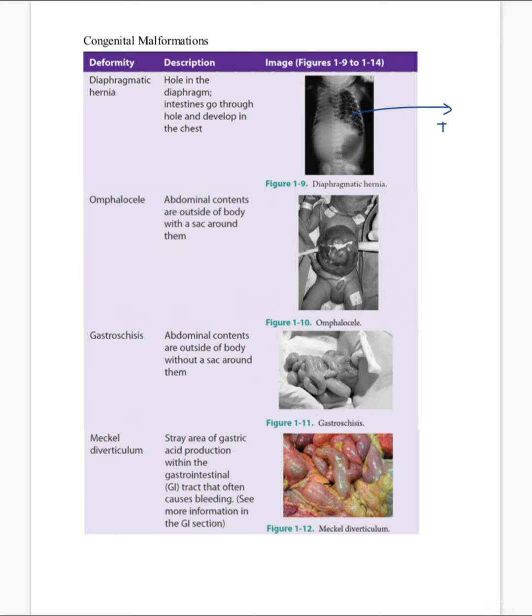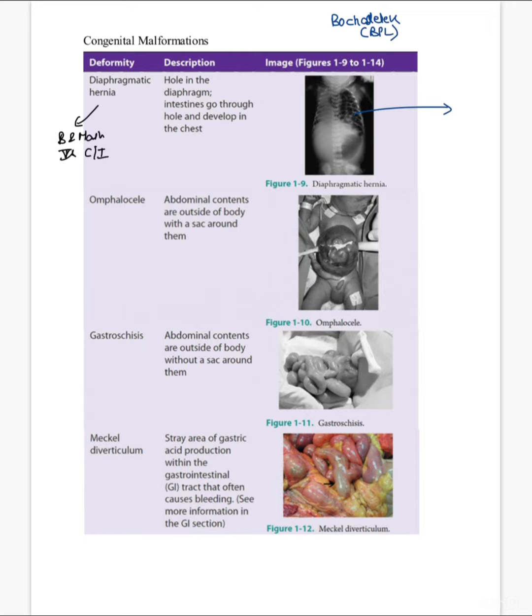So what is the most common type? That is your Bochdalek type. That is your posterolateral variety. Bochdalek is the posterolateral variety of the congenital diaphragmatic hernia. This is important. And bag and mask ventilation is strictly contraindicated. Okay, this is very important.